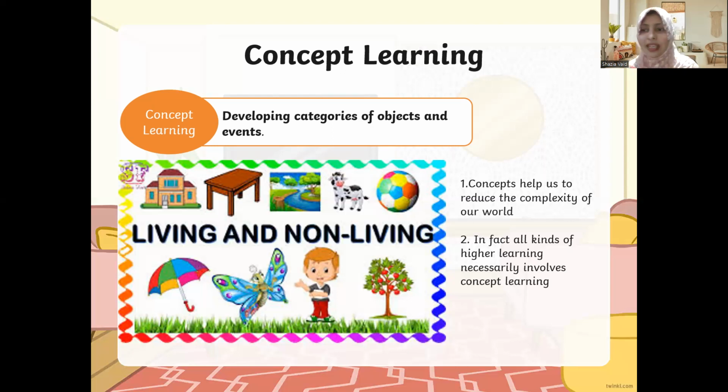So which are the two things we have to remember in concept learning? First, concept learning helps us to reduce the complexity of our world. So it makes our life easy. The complex things are reduced into simple things. The second thing is all kinds of higher learning. Whenever we are doing higher learning, it involves concept learning. So these are the two points which you have to remember in concept learning. Let's move on to the next learning.